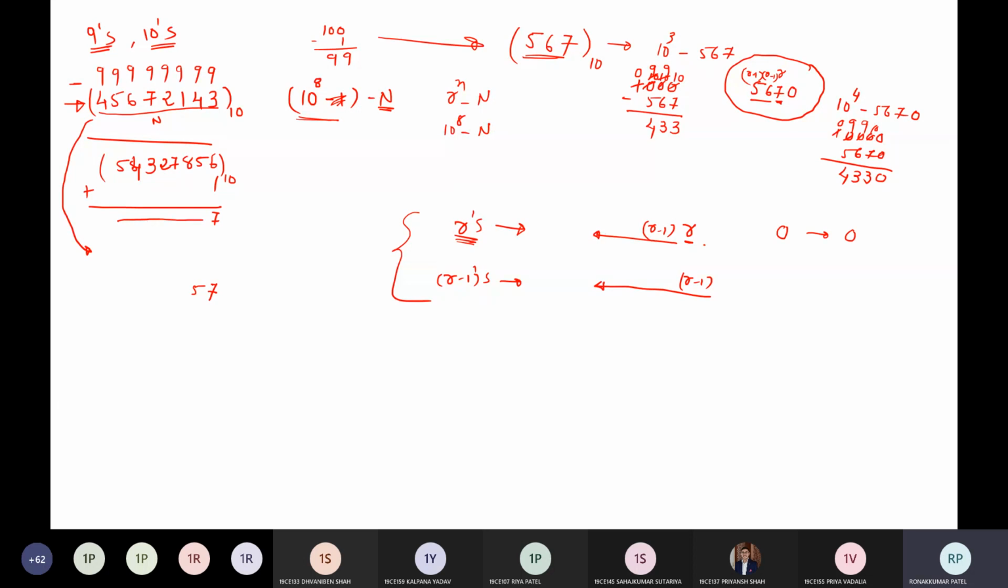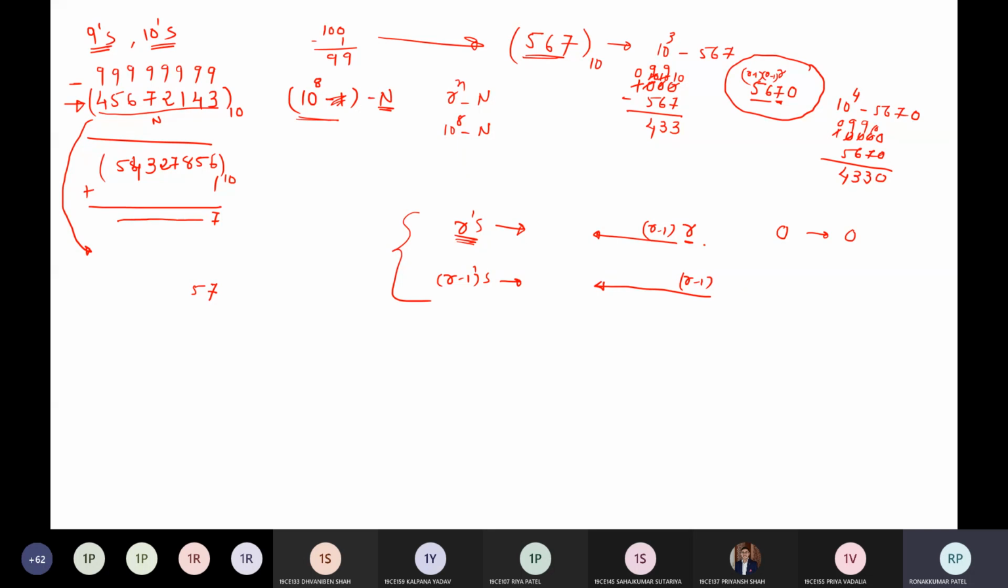So whenever it is asked, you can directly write it. Just see the marks. If it is asked in an MCQ, then you can directly write this. So this is about complement, and this is true for any radix system. Whatever radix system is given to you, this is true for it.